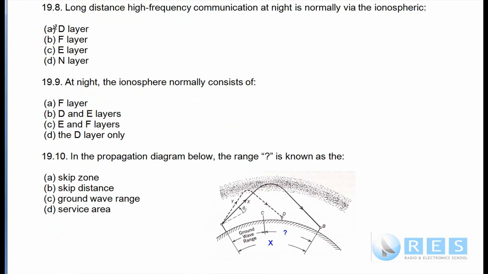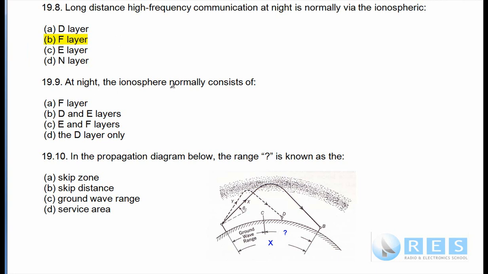Question 19.8. Long-distance high-frequency communication at night is normally via the ionospheric. Well, at night time, the D layer is gone, so is the E, and the F1 and F2, the F2 being the highest, merge to form the F layer. So nighttime communications is generally, nearly always, via the F layer.